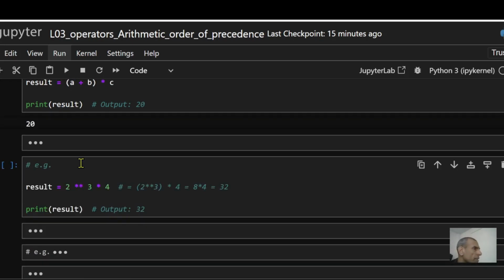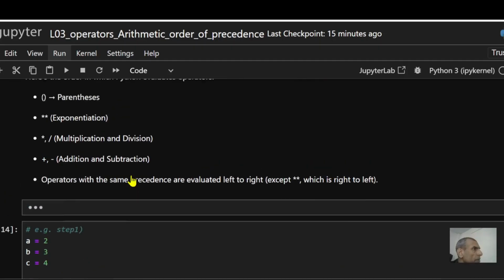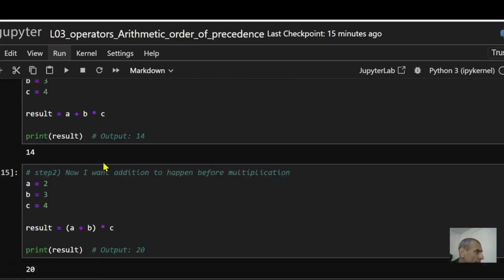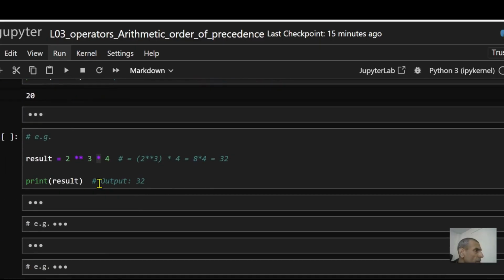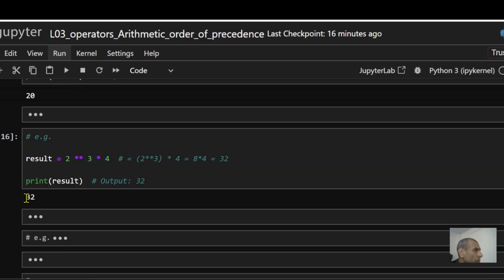Now let's take a look at another example. In this case, I have result equal to 2 exponentiation operator 3 times 4. Well, in this particular instance, which one is going to happen first? Is it this one or is it this one? Well, go back to the rule again. In this particular instance, your exponentiation takes higher precedence over your multiplication. So in this case, it's going to perform this operation first. 2 to the power 3. Now 2 to the power 3 is 8. It is going to be 8, multiply by 4. So 8 times 4 is 32. So when I run this, the answer will come out to be 32.